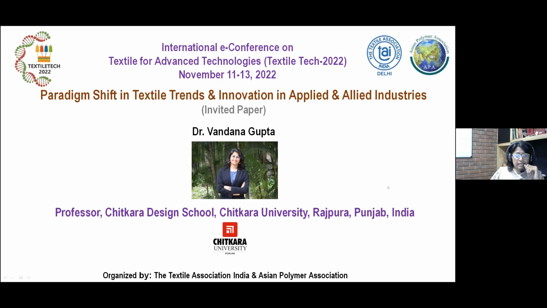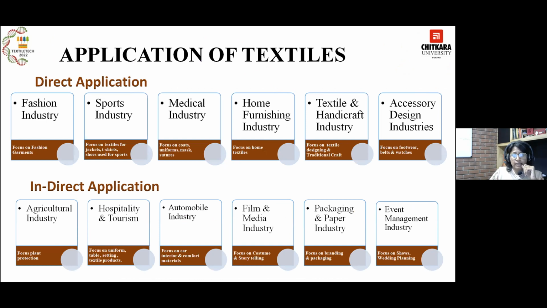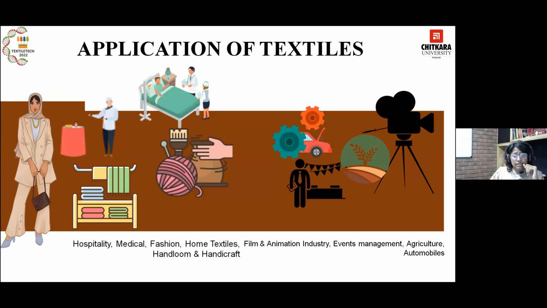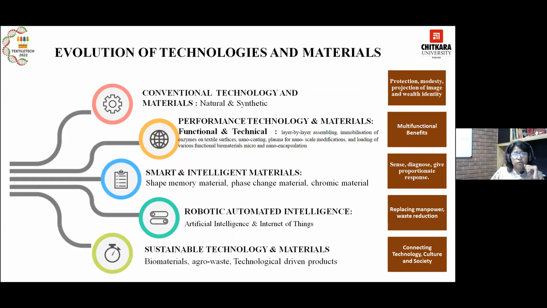As we all know, textile is a basic requirement of human beings. And when we talk about the application of textile, there are a huge number of applications which can be divided into direct application and indirect application, such as fashion, sports, medical, home furnishing, hospitality, automobile, and many more. To meet the demands of all these industries so that they can produce the products for the consumers, there has been an evolution of technologies and materials. When we look at the evolution, we had conventional technology and materials which used natural and synthetic materials or fibers for protection, modesty, projection of image, and wealth identity.